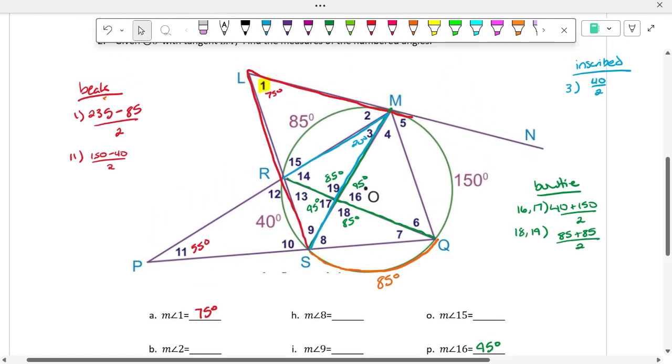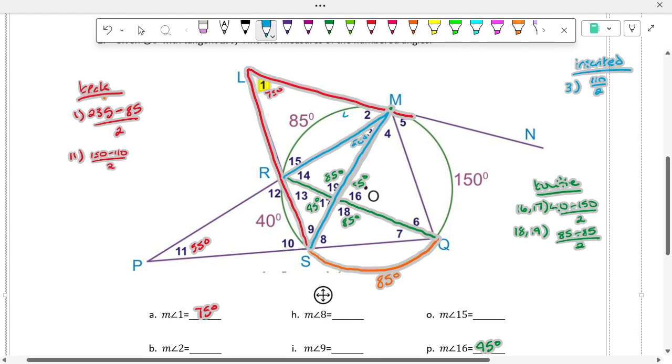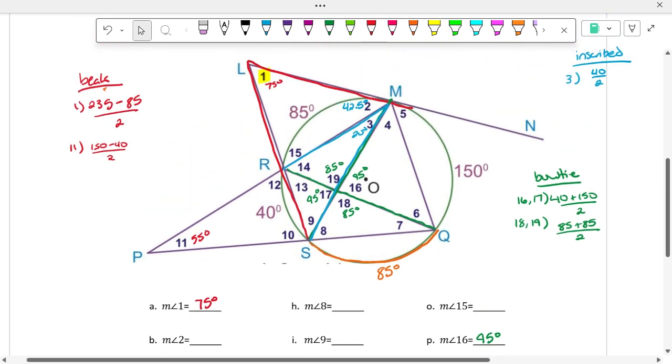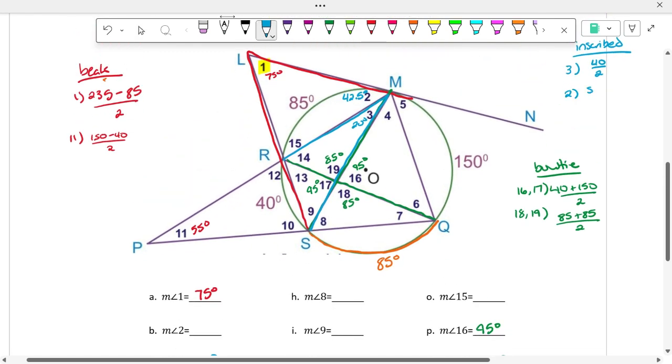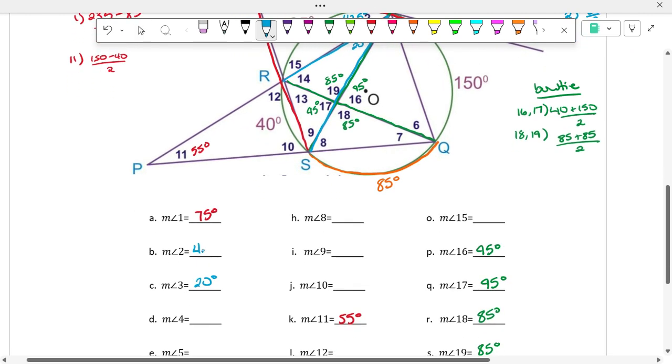Angle 2 is also inscribed because it said that LM is tangent to the circle. Since it's made from a tangent line, it's also considered inscribed. What's the intercepting arc? 85. So you just do 85 divided by 2, which should give you a fraction or a decimal. Right, 42.5. So for 2, you did 85 divided by 2, so that'll be 42.5.